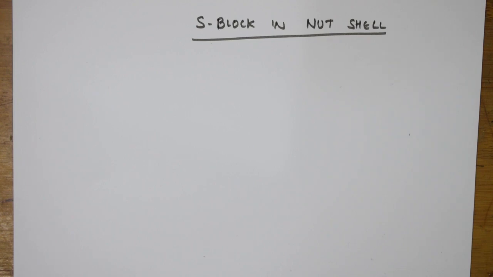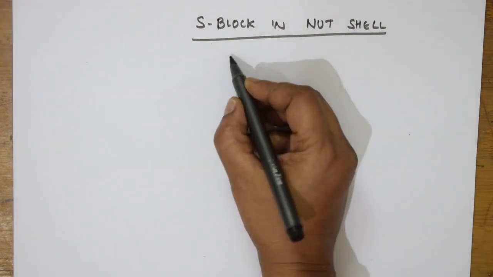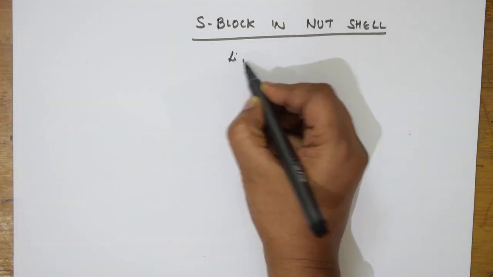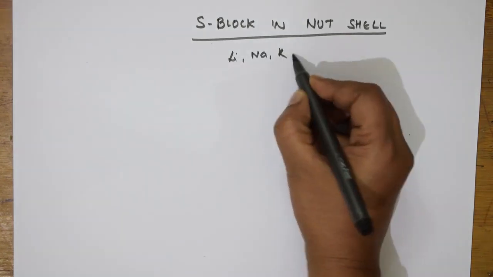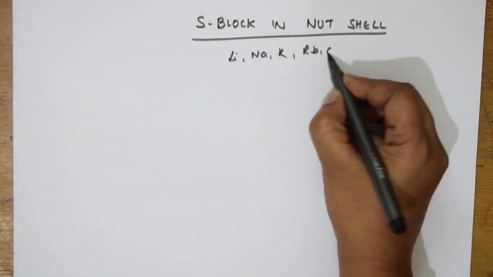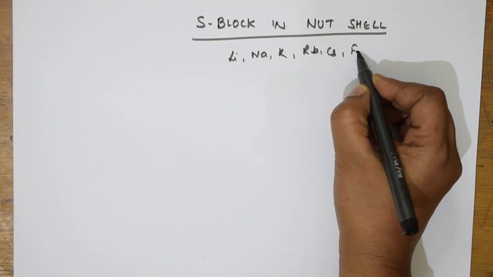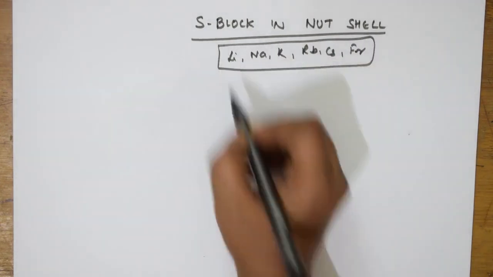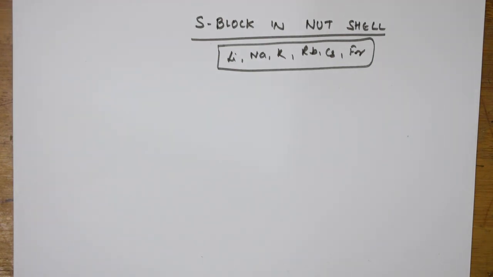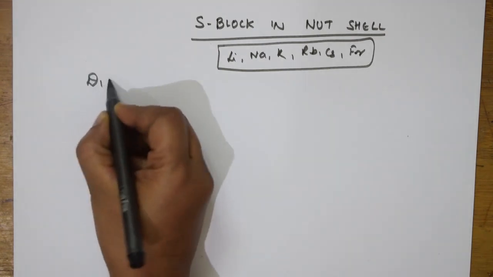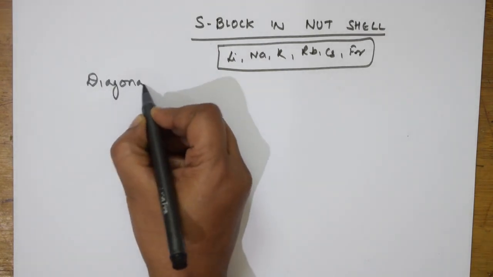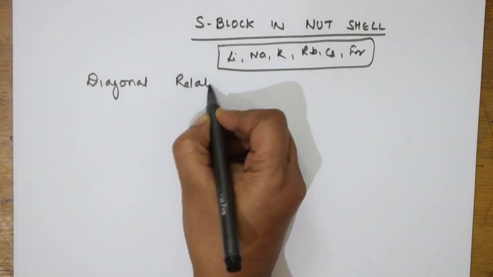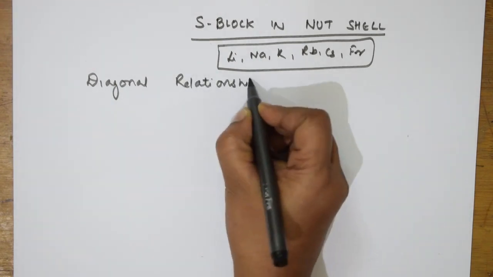First of all, when I speak about S block, the elements which belong to S block are lithium, sodium, potassium, rubidium, cesium and francium, isn't it? Yes, so these are the elements. So what should you remember in this chapter? Let's see. First of all, when I have to go into the properties of S block elements, the first important concept is diagonal relationship. You need to know the concept of this diagonal relationship of S block elements.